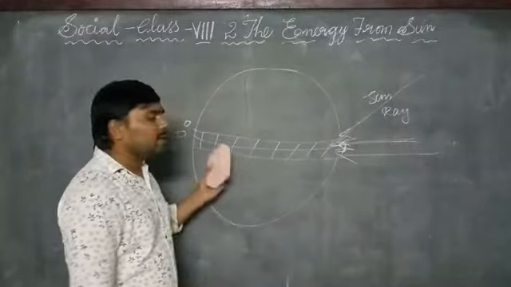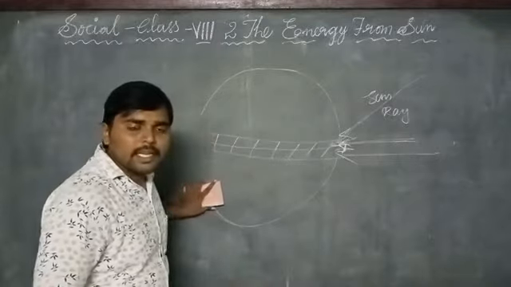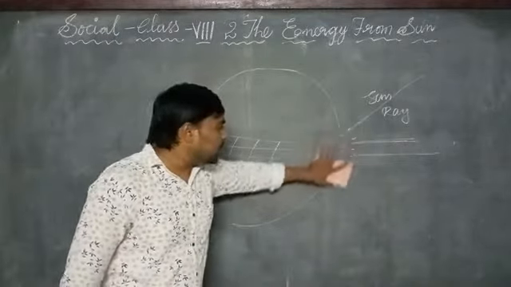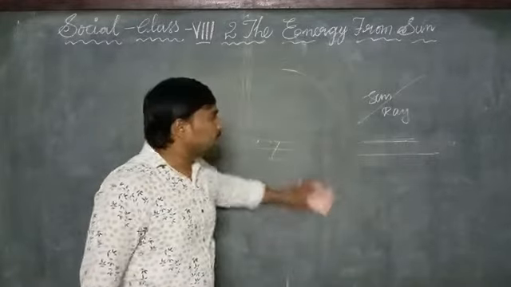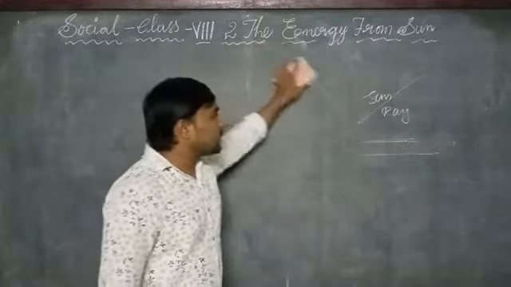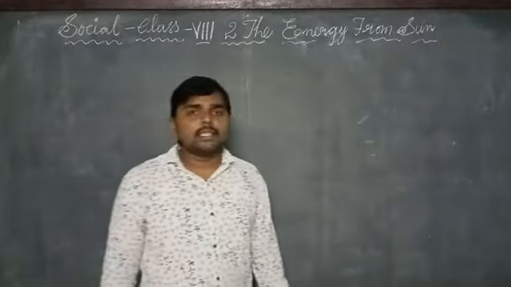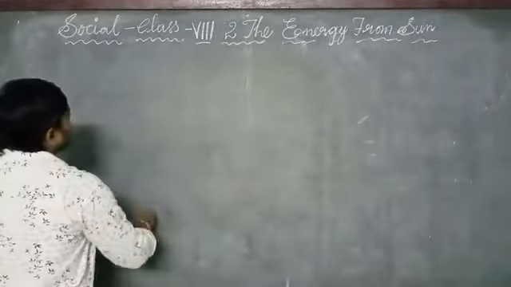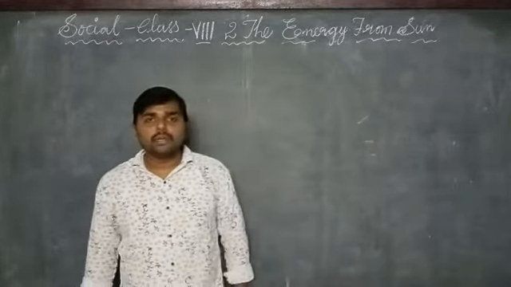By observing this concept, we can conclude that if the angle of incidence is increasing, then the temperature also increases. And if the angle of incidence is decreasing, then the temperature levels also decrease. This is about the concept of angle of incidence.